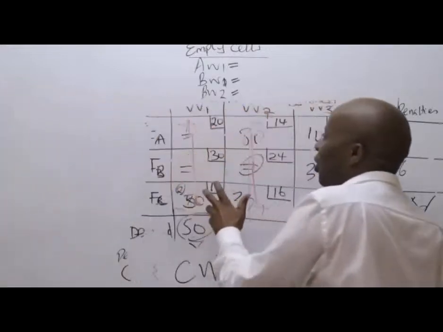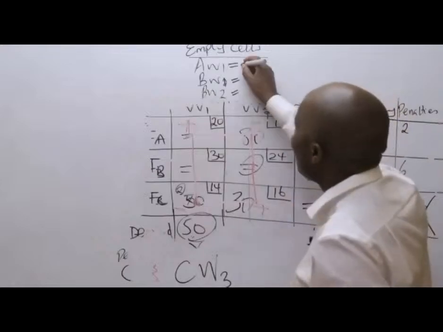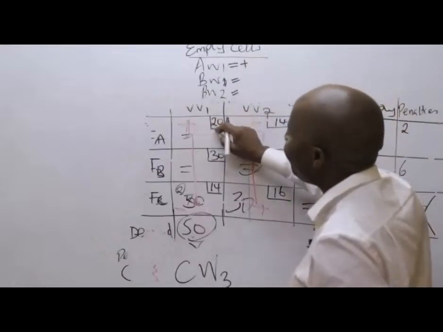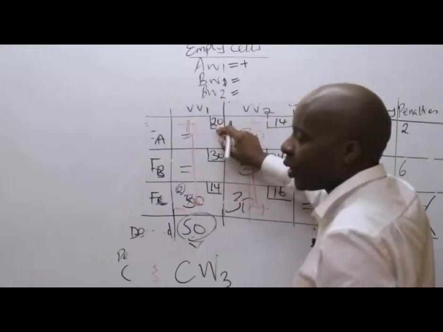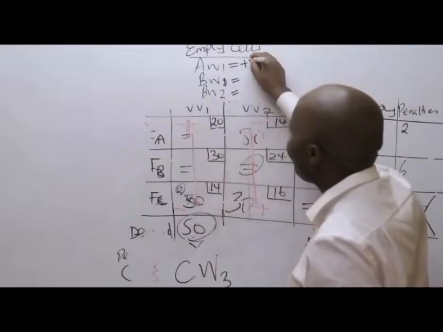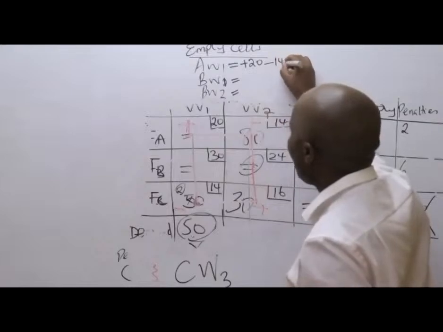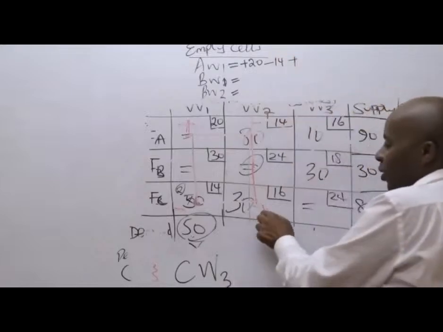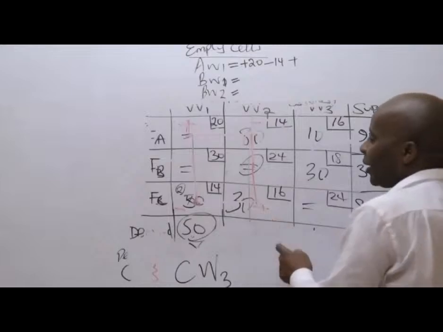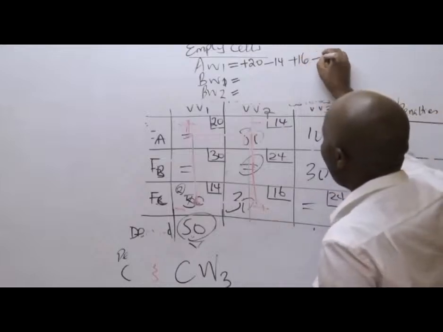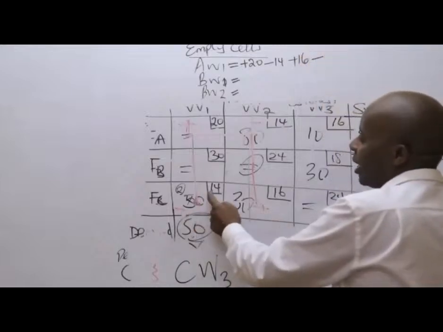So what I do is to take the sign itself with the transportation cost. So I'll say plus 20. The next cell I can see is minus 14. Plus, the next cell I'm able to see that has got a sign is this. So plus 16. Minus here 14.